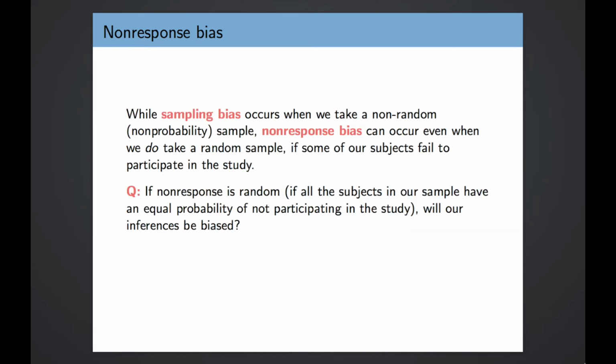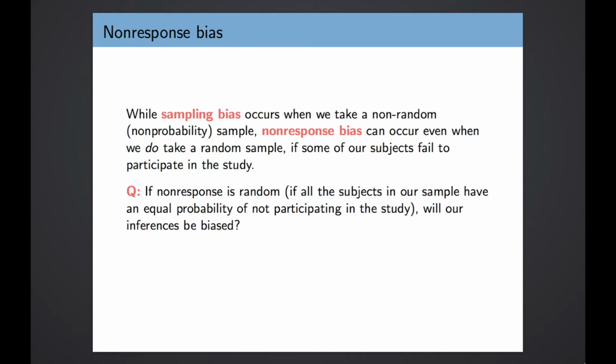So even if we've taken a good random sample from the population, we can still run into non-response bias. So unlike sampling bias, which only occurs when we've taken a non-random, non-probability sample from the population, non-response bias can occur even if we have a great random sampling strategy. And it just happens when some of our subjects fail to participate in the study. So here's a question. If non-response is random, so if all of the subjects in our sample have an equal probability of not participating in the study, are our inferences still going to be biased? Are we going to run into non-response bias problems?